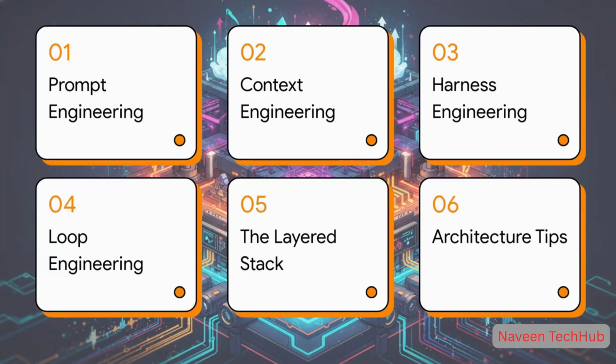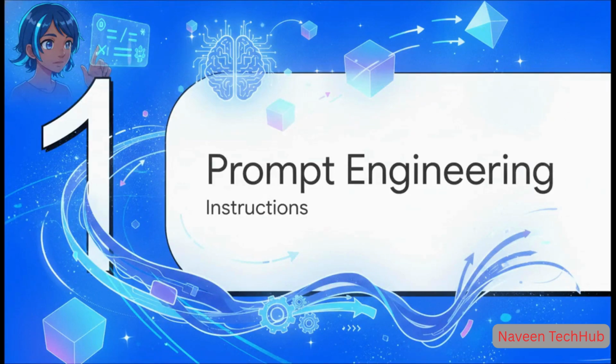So here is our roadmap for today's explainer. We're going to cover 1. Prompt engineering for instructions. 2. Context engineering for information. 3. Harness engineering for capabilities. 4. Loop engineering for iteration. Then we'll look at the layered stack and wrap up with some architecture and interview tips. Let's kick things off with Section 1, Prompt Engineering, or how we handle instructions.